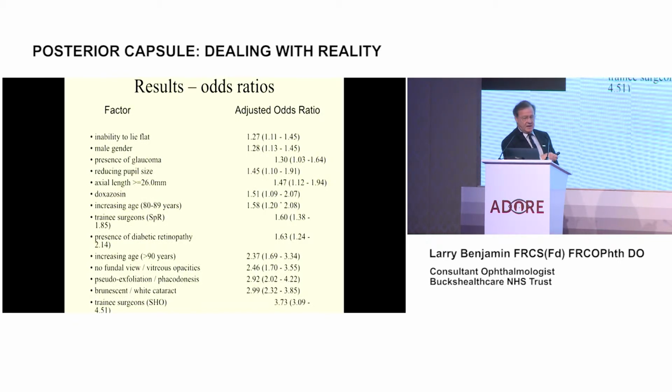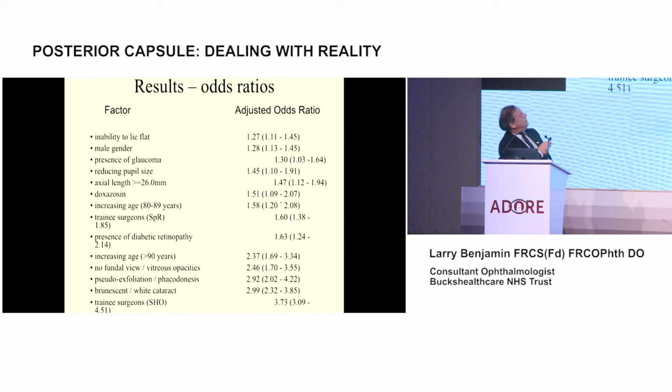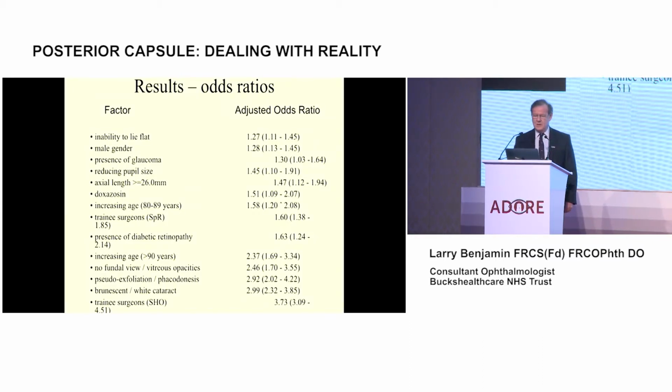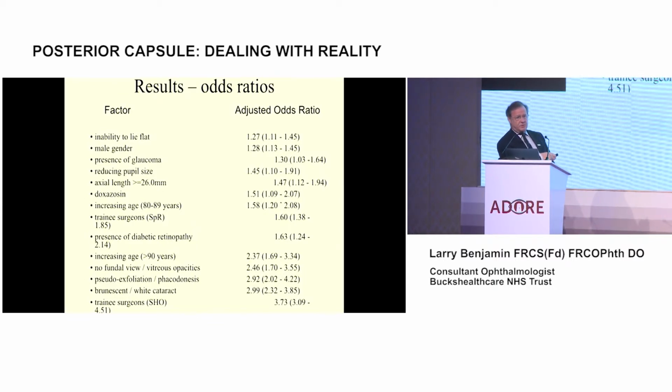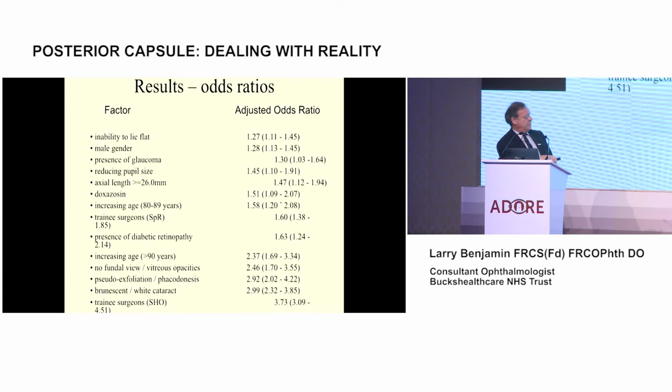So even being unable to lie flat gives you an increased risk of posterior capsule rupture and vitreous loss. And these are in ascending or descending order. You'll see down at the bottom, trainee surgeon, 3.7 times the risk. So 4 times the risk of losing vitreous if you're a trainee surgeon.